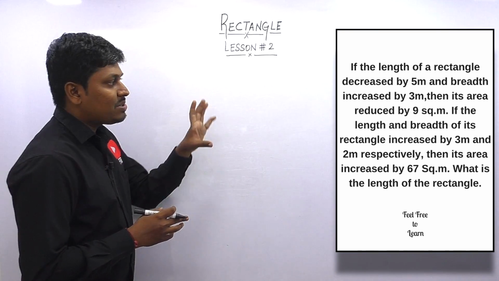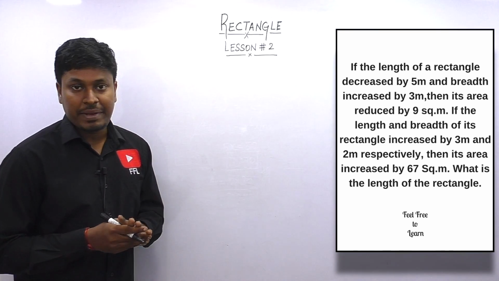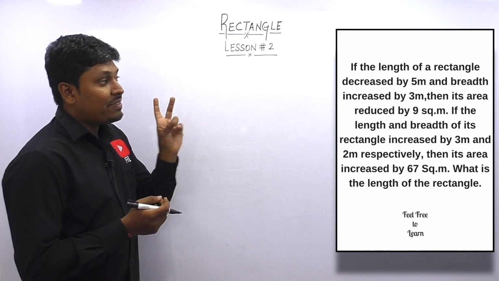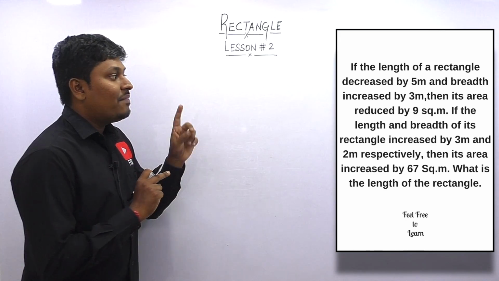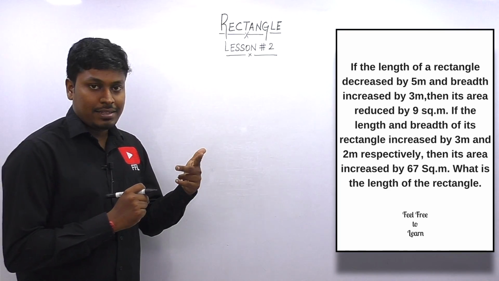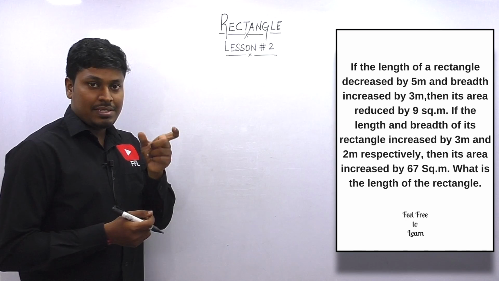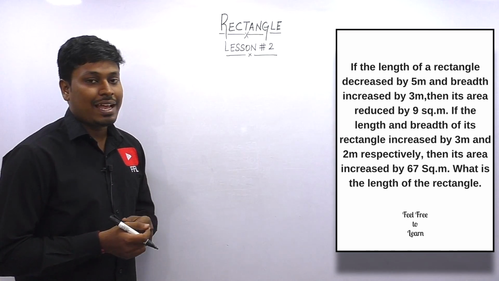So, interesting question. After reading this question, I think it's one of the memory based questions of a competitive exam, right? So what they are saying is they are giving two conditions. In the first condition, the length of the rectangle is decreased by 5 and the breadth is increased by 3, then the area is reduced by 9, right? So from the original area, the area is reduced by 9 square meter.